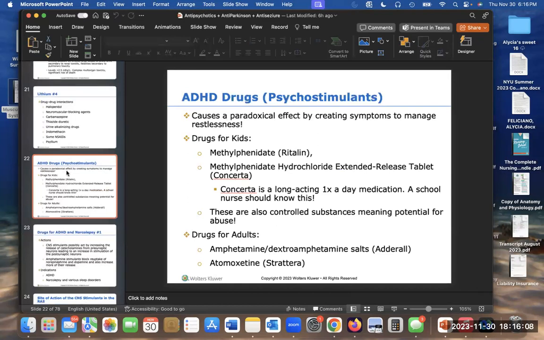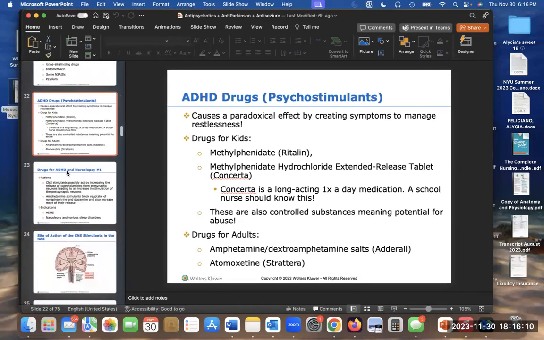Now, I added this in. ADHD, we said, is when they're inattentive, impulsive, and have hyperactivity. Now, we give them something called psychostimulants. These cause a paradoxical effect by creating symptoms. They recreate the symptoms that they're experiencing, which in return actually manages the restlessness. Now, this is where I pointed out which we give for kids and which one we give for adults.